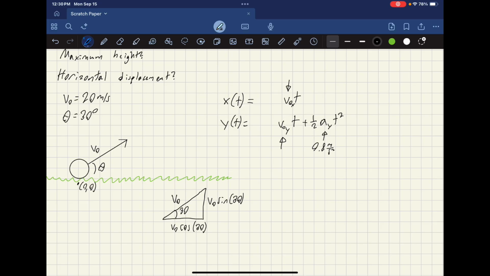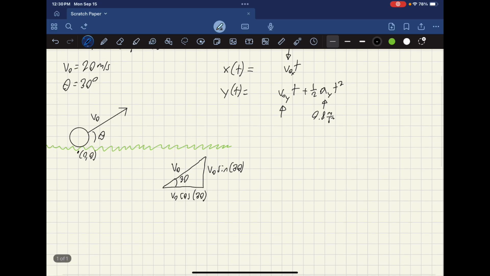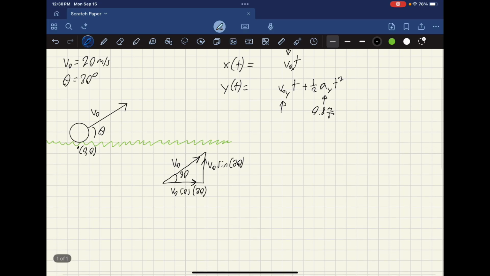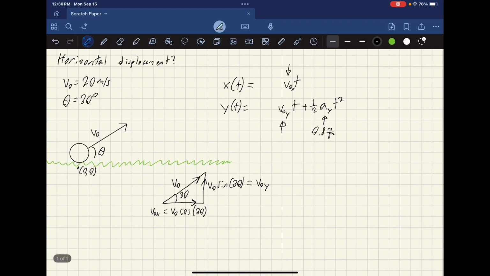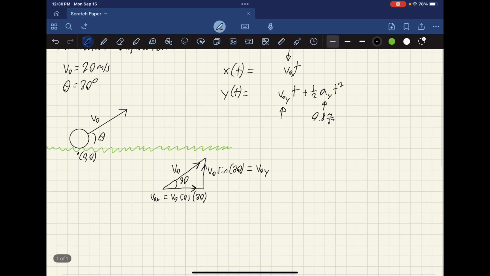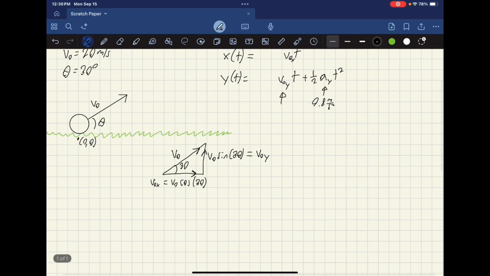This is just our basic trigonometry. V naught is a vector. It is the velocity vector in that direction. So this is the velocity vector in the y direction, and then this is the velocity vector in the x direction. So we know that v naught x equals v naught cosine of 30, and v naught y equals v naught sine of 30. And since we know v naught and we know theta is 30, we can plug both of these in to solve for v naught x and y.